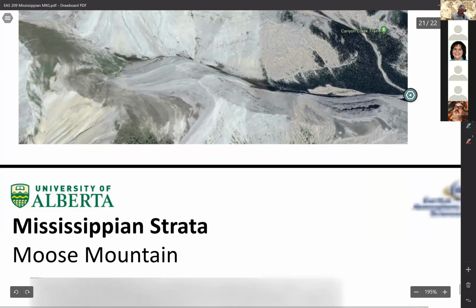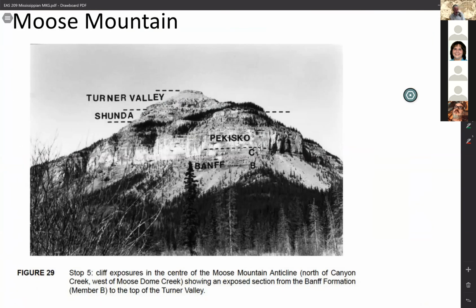And there's Moose Mountain. There's actually a picture of Moose Mountain here. Now we can see the Banff, Pekisko, Shunda, Turner Valley set. So the lower three formations of the Rundle Group are right there. And if you were to refashion this diagram, you would also add that this was Rundle Group. Moose Mountain is a bit more remote, and I don't think you necessarily have cell phone coverage up there. It's not like the mountain parks, but it's not a bad hike up to the top of Moose Mountain if you go from the easy side, which is what anyone with common sense would do.